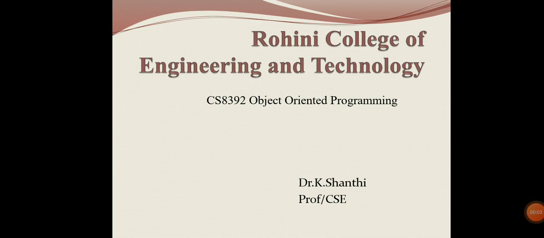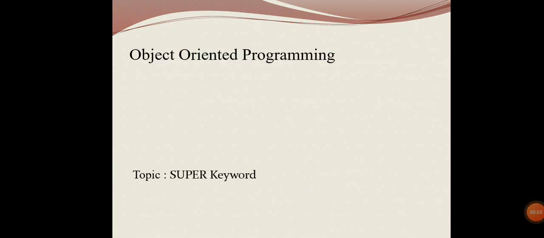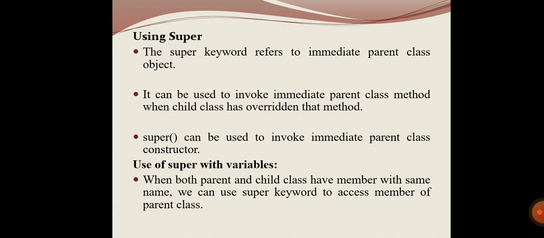In this video, we are going to learn about the super keyword. The super keyword refers to the immediate parent class object. Whenever you create an instance of the subclass, an instance of the parent class is created implicitly, which is referred to by the super reference variable.